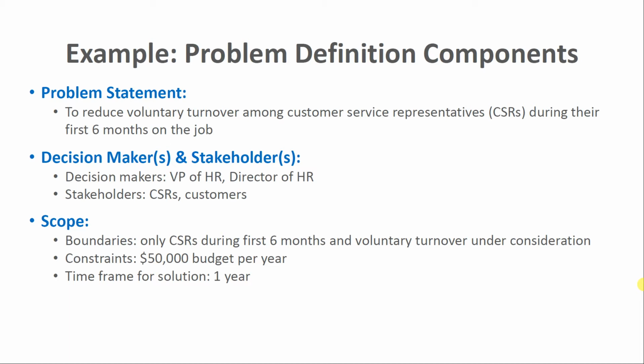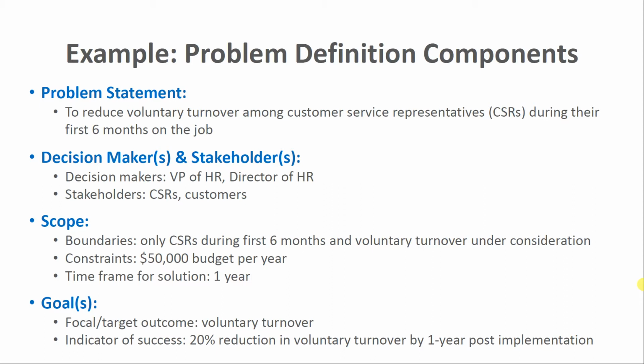Now, in terms of the constraints, let's also imagine that we have a $50,000 budget per year that we can have allocated towards trying to solve this problem. And then finally, in terms of the time frame for a solution, let's imagine that we want to find some kind of viable solution within the next year or so.